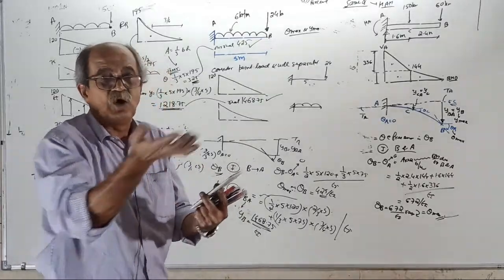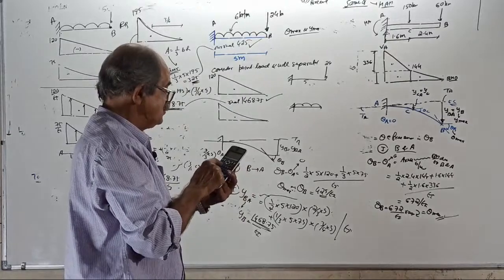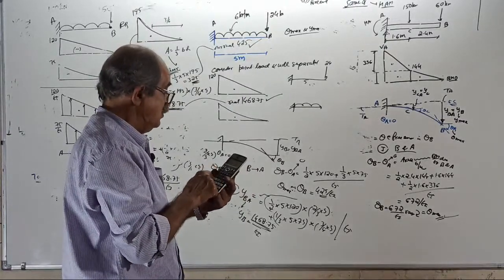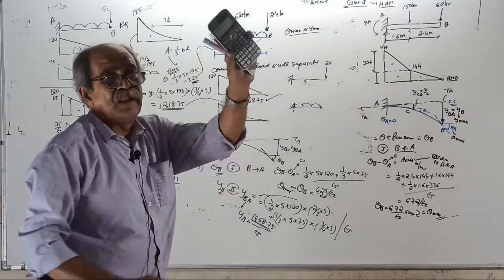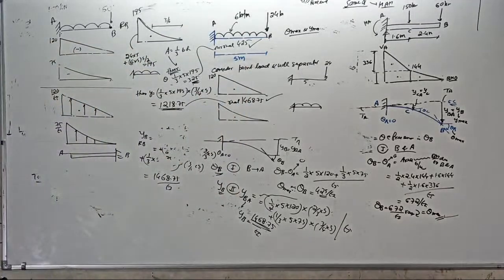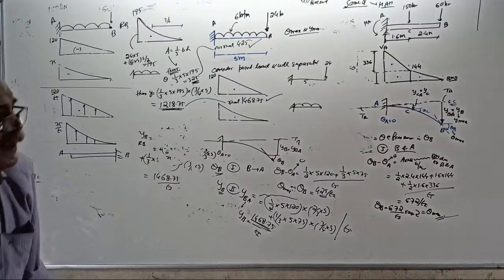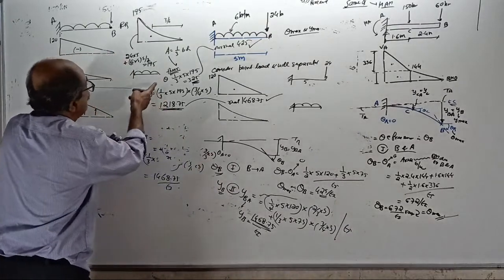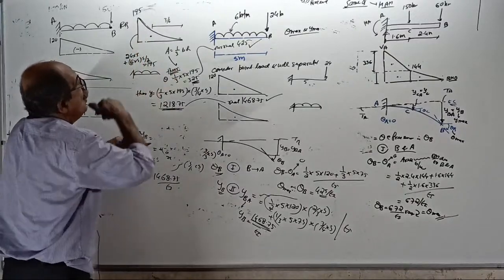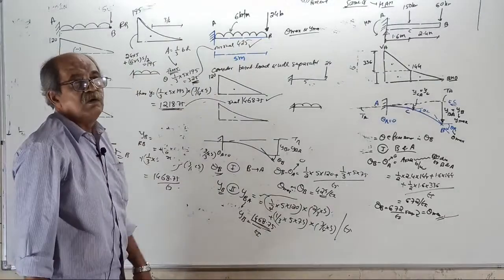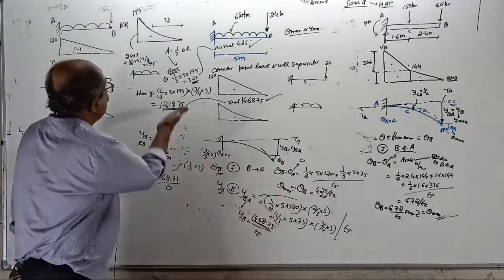Oh, my calculator is not on. What is this? 24 into 5 square divided by 2 plus 6 into 5 cube divided by 6. Press the equal button. Tell the answer. Answer: 425. Who got 425? Tell them whether your method came to 425 or my answer is 425. Oh, you are right. That's why you are wrong.